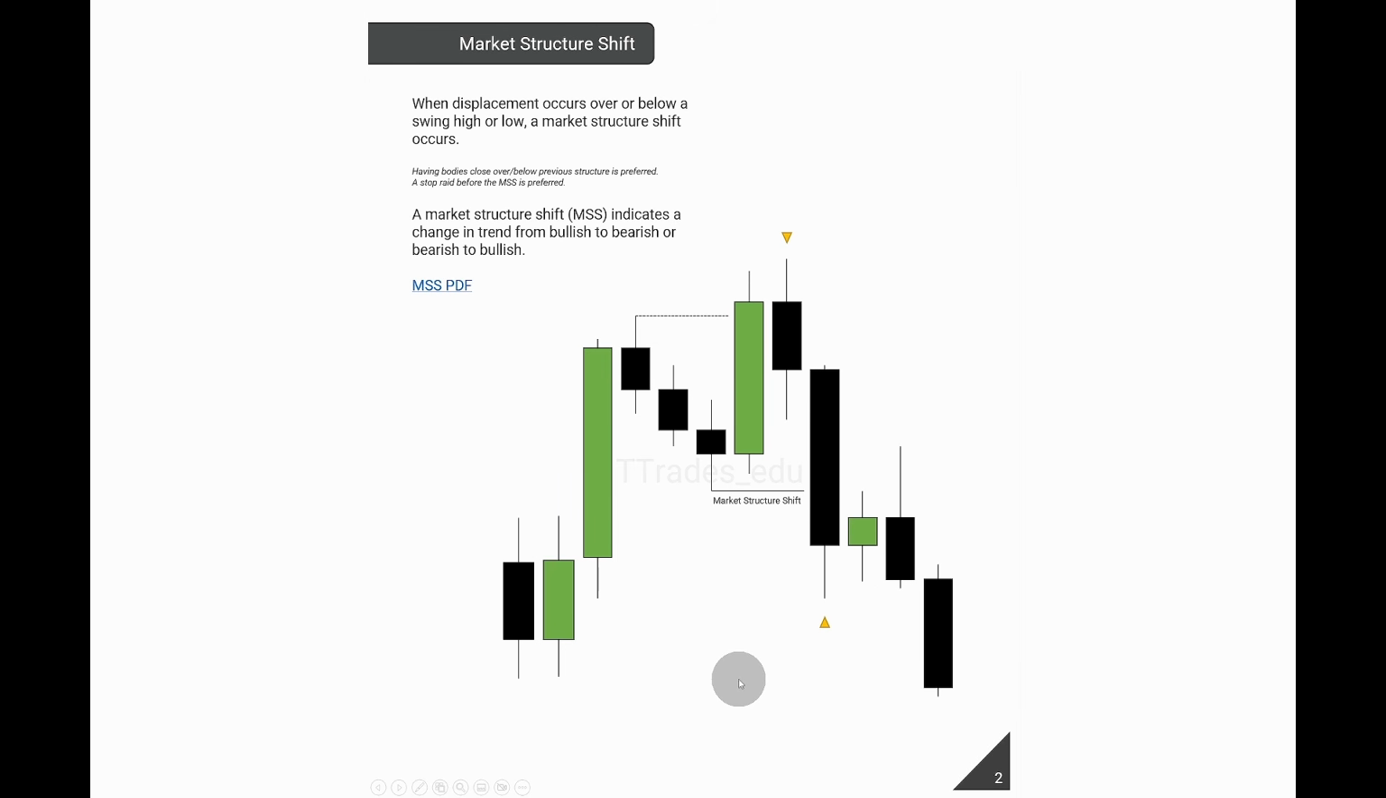So what is a market structure shift? A market structure shift is when we get a sweep and then that large displacement candle or candles closing below structure, shifting the trend from bullish to bearish.